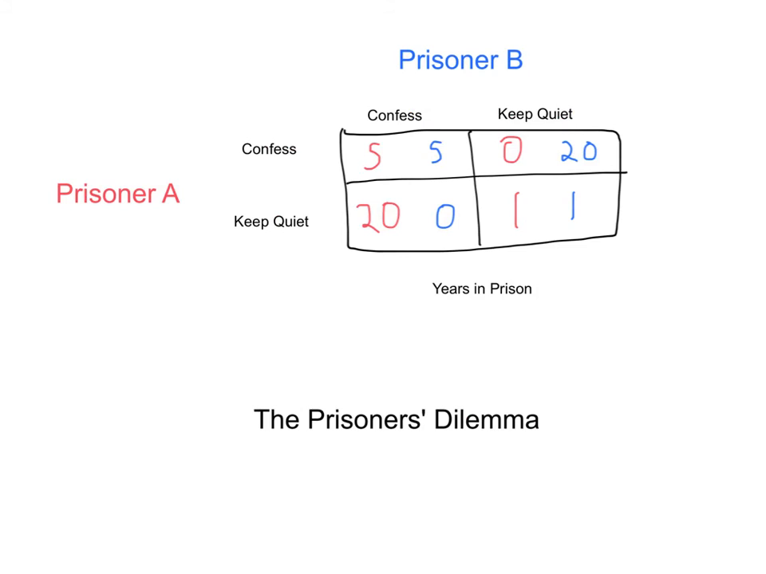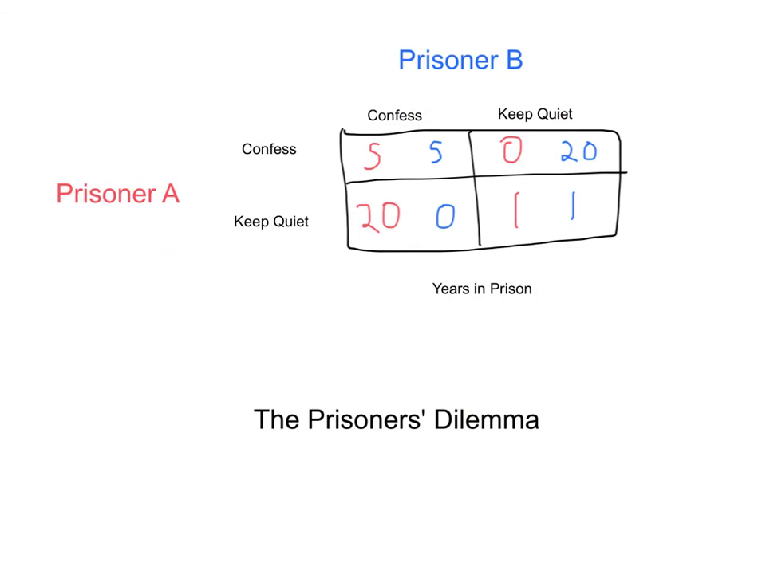But what's the equilibrium? If prisoner B looks at prisoner A's payoffs, he's going to notice that, look, if prisoner A confesses, he goes to prison for 5 years or 0. And if he keeps quiet, he goes to prison for 20 years if I confess, and 1 year if I keep quiet. So he's always better off confessing. So in that case, I better confess too. Okay? And prisoner A will notice the same thing.